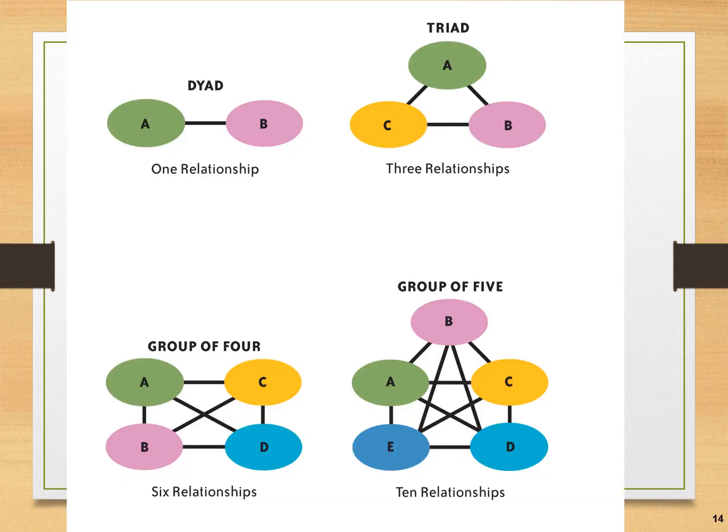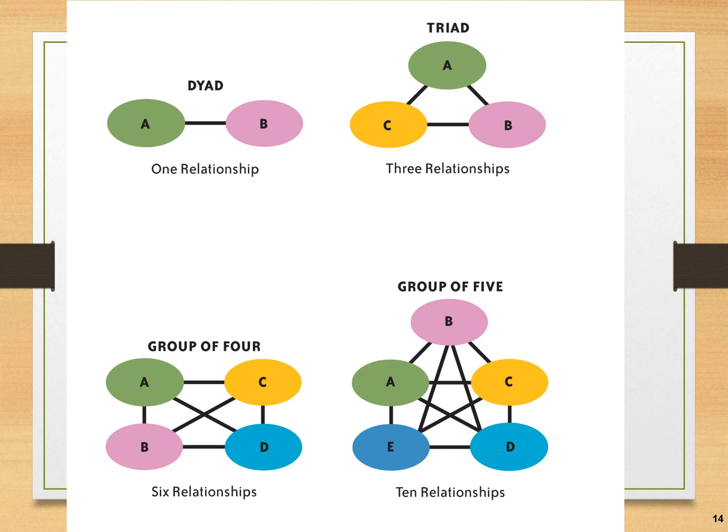And then groups get more complex. So you see between the dyad and the triad, there is 1 relationship in a dyad. There are 3 relationships in a triad. Each relationship requires more energy. And then additionally, let's say in the triad, if you are A and you have a relationship with B and C, not only do you have to keep track of your relationship with B and your relationship with C, but you also have to keep track of the relationship between B and C.